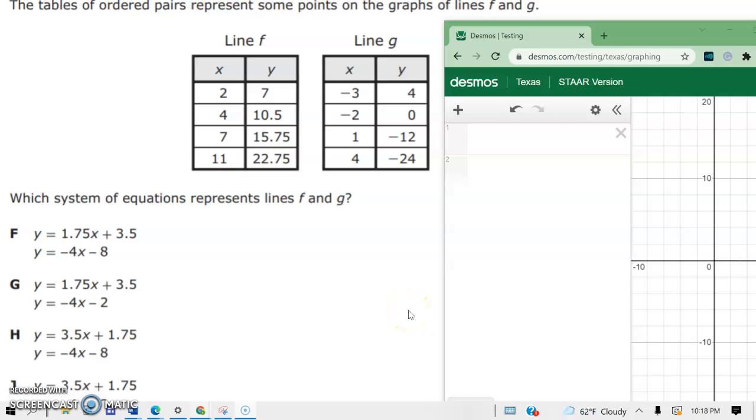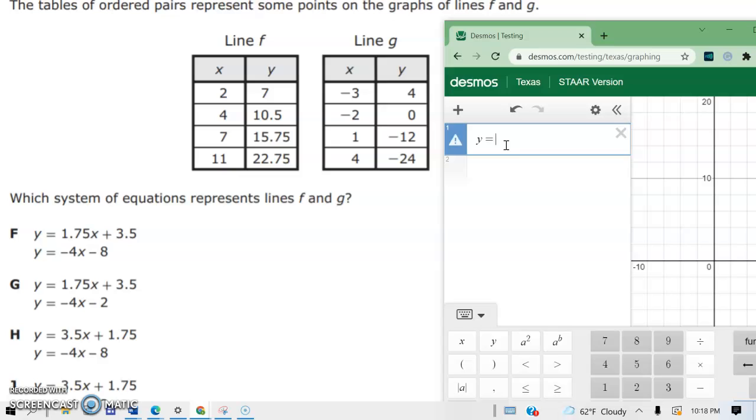Okay, so when we're talking about two lines, this is what is known as a system of equations. Basically, on this problem, they're giving you two equations and they're asking you to match it with a table. So let's start off with the first one here. It's y equals 1.75x plus 3.5. This one belongs to this first line F.